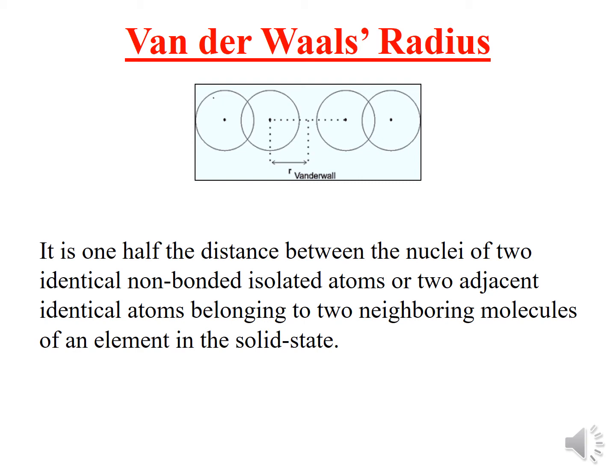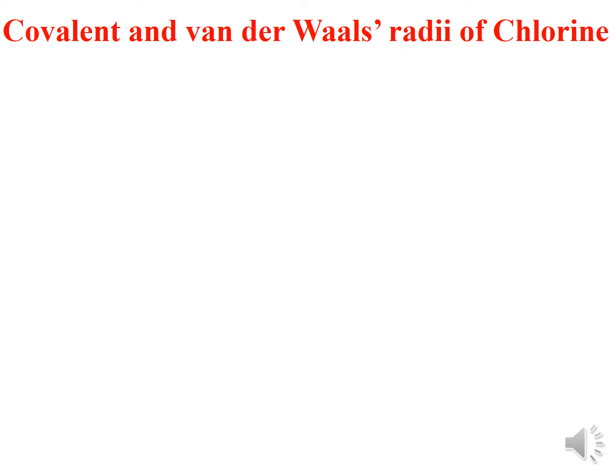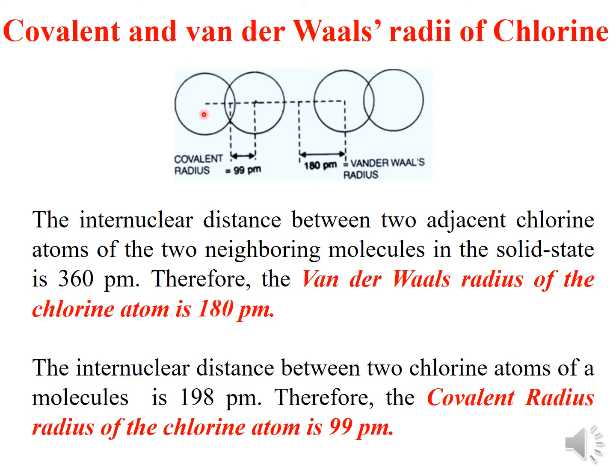Now we will take one example of the van der Waals radius. We will calculate the covalent and van der Waals radius of chlorine. These are two chlorine atoms forming a covalent bond. These are also forming a covalent bond. And these two molecules have van der Waals forces of interaction.